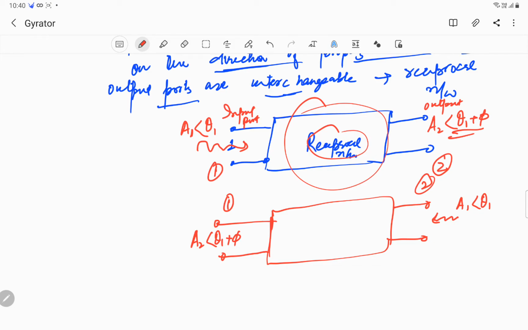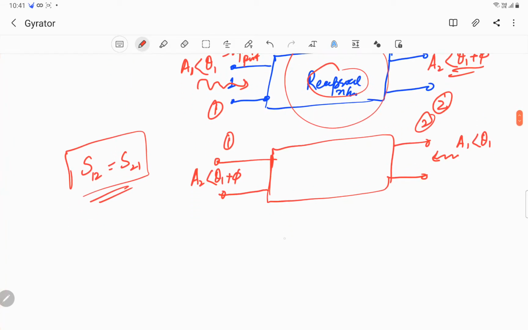In terms of S parameters, the condition is that S12 is the same as S21. This is the condition for a two-port reciprocal network. I'm just trying to make clear what a reciprocal network means.